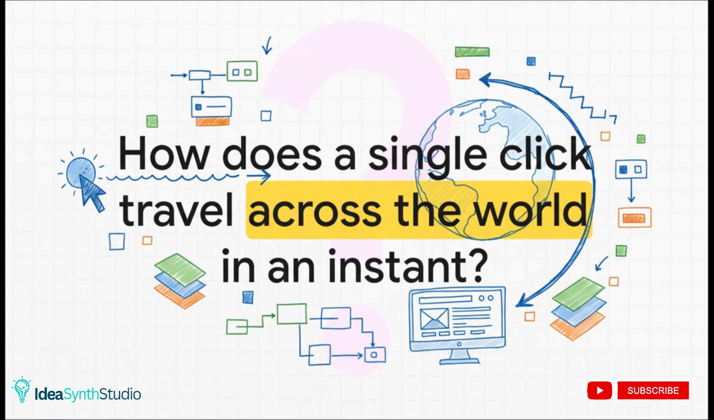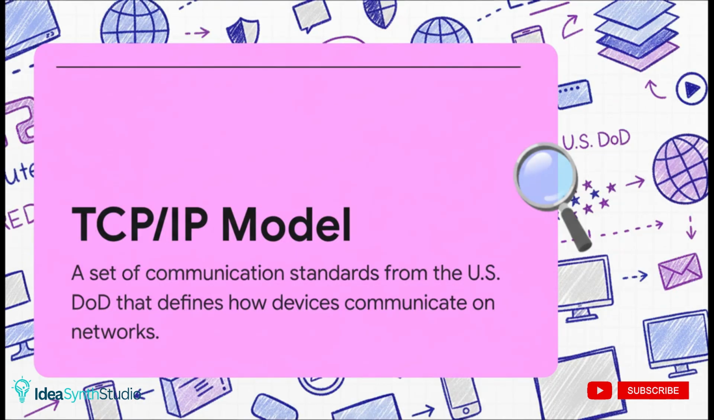Seriously, have you ever stopped to think about it? You click on something and bam, a website from the other side of the planet just appears. It feels like straight up magic, right? But it's not. It's actually this incredible, perfectly timed dance, all thanks to a very specific set of rules. And that rulebook, that's what we call the TCP/IP model.